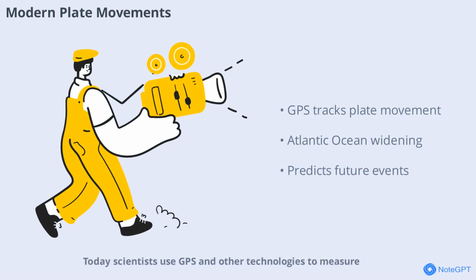Today, scientists use GPS and other technologies to measure the movement of tectonic plates with incredible precision. These measurements show that plates are still moving, reshaping the Earth's surface. For example, the Atlantic Ocean is widening as the American and Eurasian plates move apart, while the Pacific plate is slowly shrinking. Understanding these movements helps us predict future geological events.